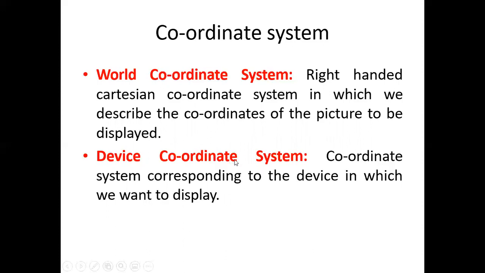The device coordinate system tells us about the coordinates corresponding to the device on which we want to display. That means from the world coordinate system, we will select a particular part of the picture, or we will clip the picture, and we will display it on the device, on the device coordinates. So these are the two types of coordinate systems we have: world coordinate system and device coordinate system.